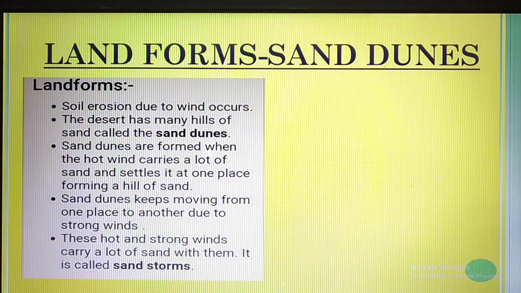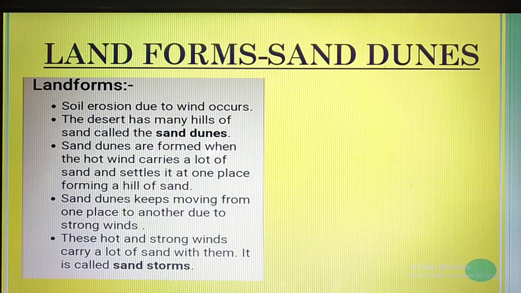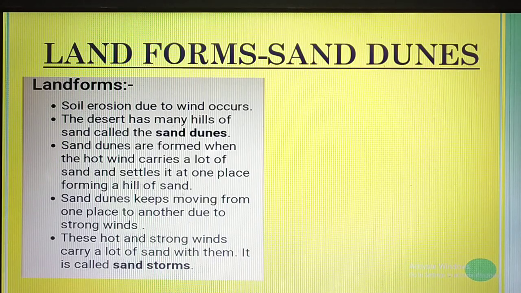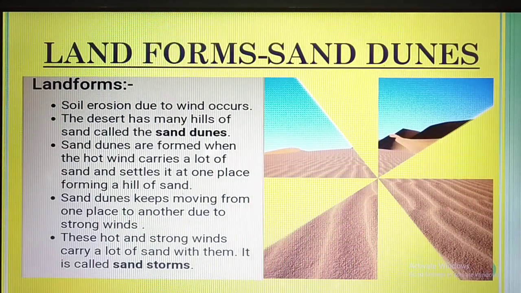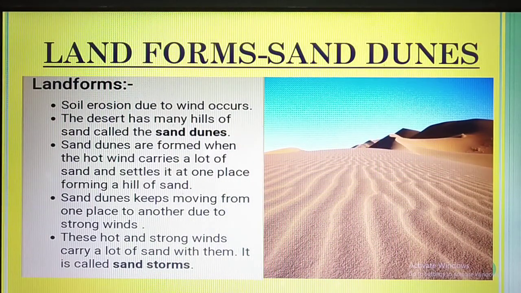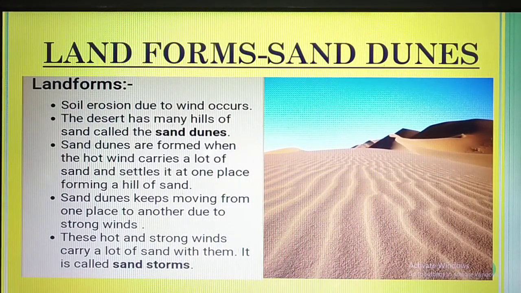Landforms, that is sand dunes. Soil erosion due to wind occurs. The desert has many hills of sand called sand dunes. Sand dunes are formed when the hot wind carries a lot of sand and settles it at one place, forming a hill of sand. Sand dunes keep moving from one place to another due to strong winds. These hot and strong winds carry a lot of sand with them. It is called sandstorms.